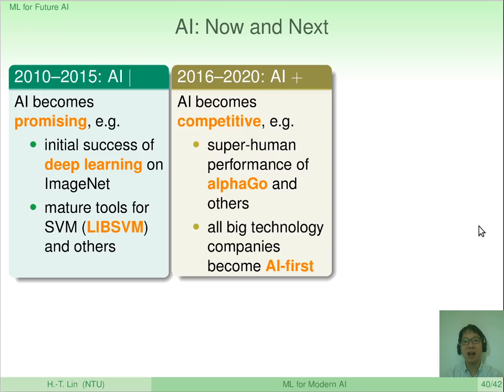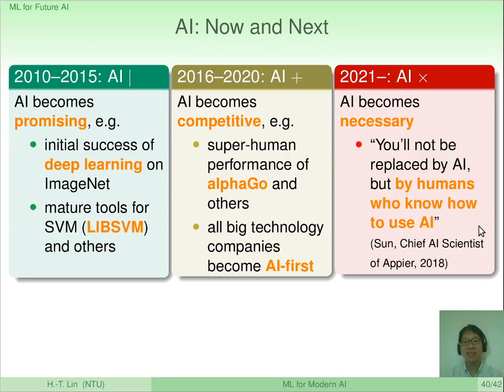In the age we have now, it's the AI plus age. Okay, people are trying to use artificial intelligence to be added to their application, to build new application directions that are helpful. And that's the age where AI becomes competitive because it achieves superhuman performance on some tasks like Go. And also all the big tech companies become AI first. Okay, they want to build AI technology, they want to use AI technology in their applications.